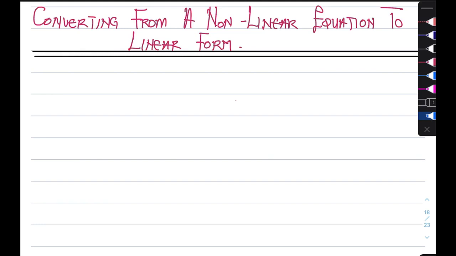Today we'll be talking about converting from a non-linear equation to a linear form.